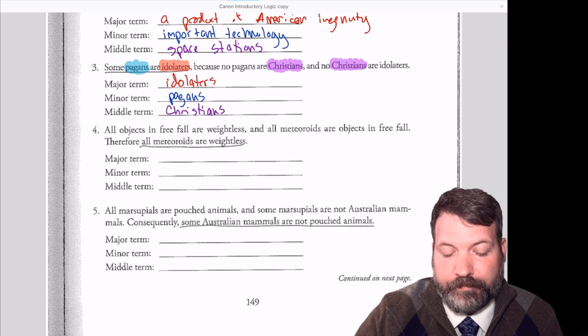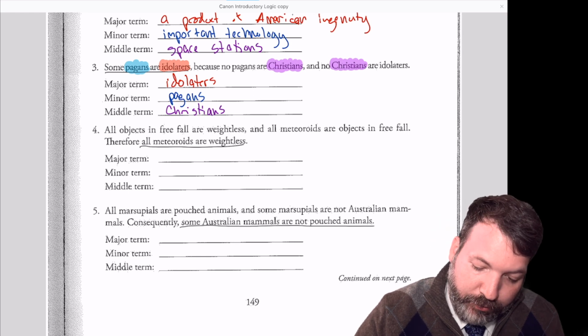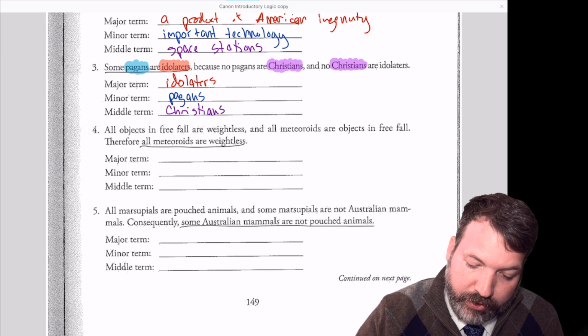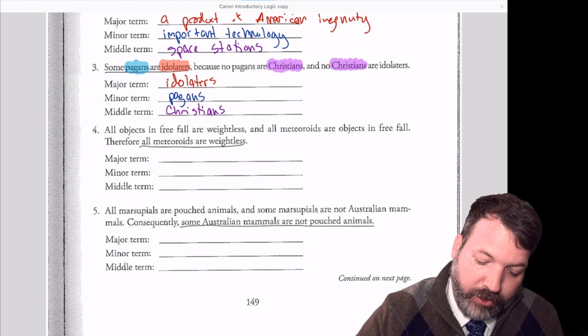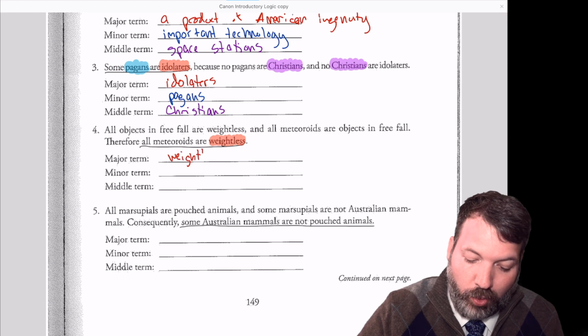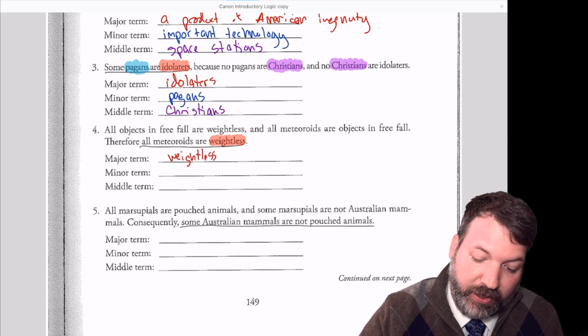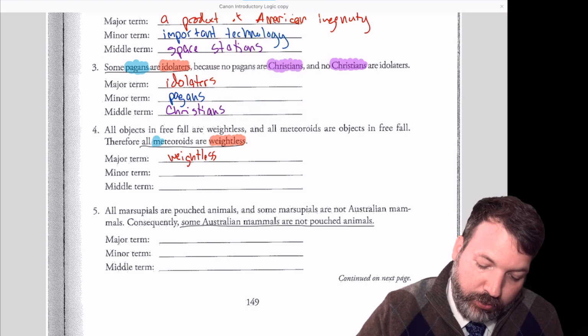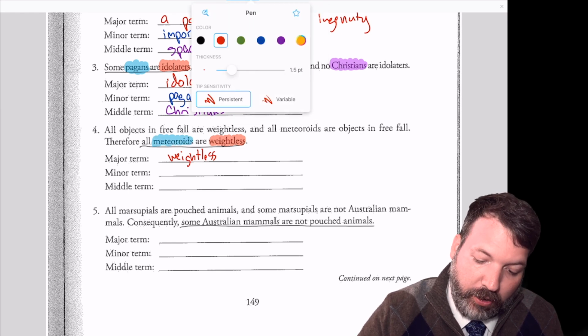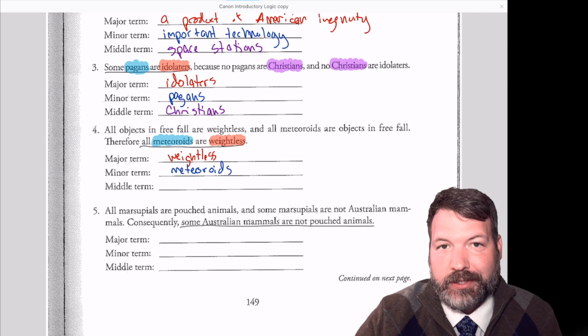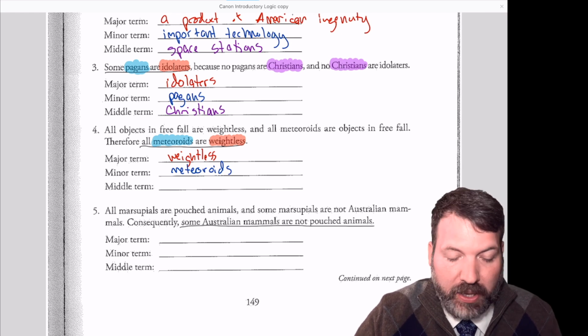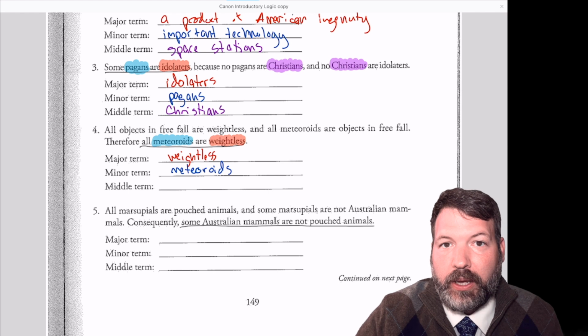So there's number 3. Number 4, all objects in free fall are weightless, and all meteoroids are objects in free fall. Therefore, another conclusion indicator, all meteoroids are weightless. Predicate must be the major term. So weightless or weightless objects would be the major term. The subject of that conclusion, meteoroids, must be our minor term, meteoroids. And again, I'm not figuring that out based on some property of meteoroids or where meteoroids happens to appear elsewhere in the argument.